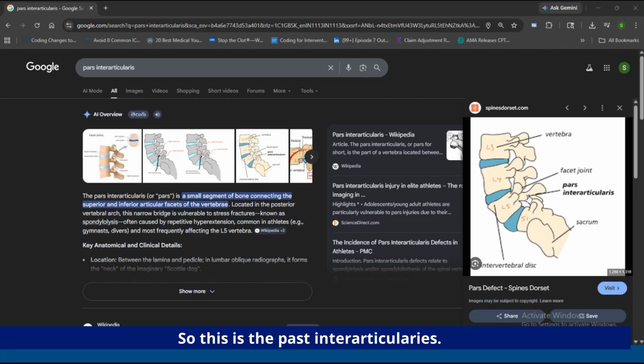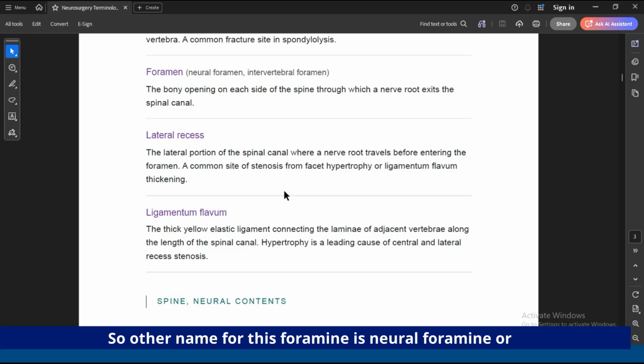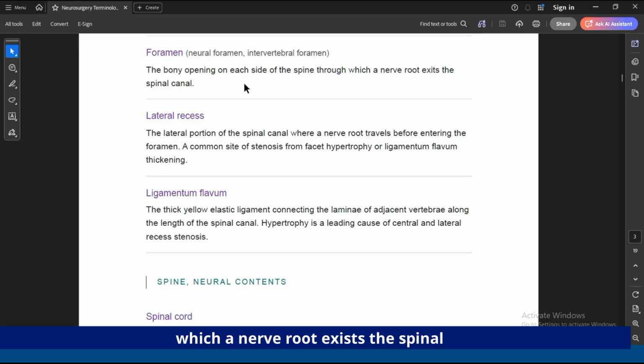Next, what is a foramen? Other name for this foramen is neural foramen or intervertebral foramen. The bony opening on each side of the spine through which a nerve root exits the spinal canal is called foramen. This word is also very important in live coding. You will see it as foraminotomy, where the surgeon creates an incision on this foramen. Or neural foramen or intervertebral foramen.